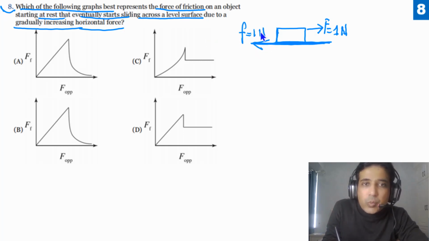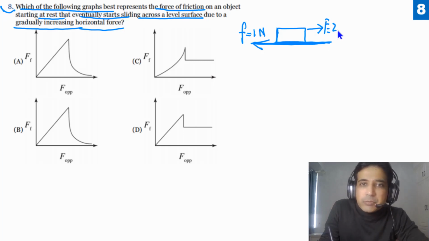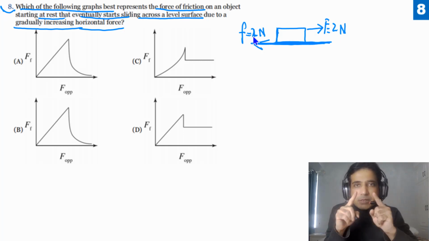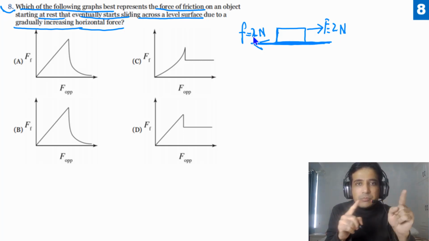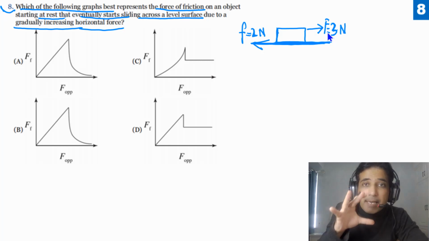Now imagine that we increase the applied force. This applied force becomes 2 Newtons now, so this frictional force will also be 2 Newtons. So there is a linear relationship between these two forces. And let's say we apply even more force and the applied force is 3 Newtons now, but the block is still at rest. So this static friction will be 3 Newtons, and so on.